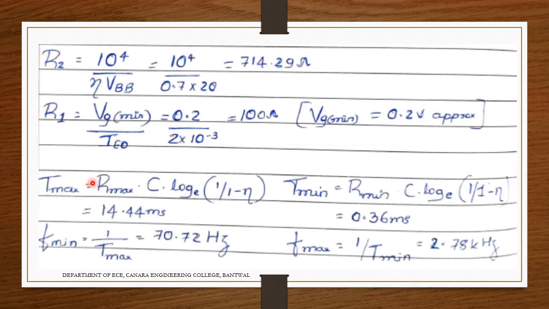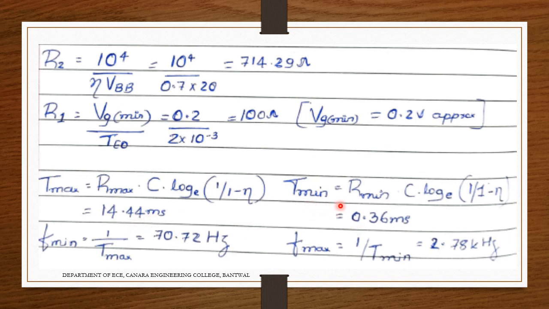Now the last question: define the output frequency of the oscillator, the limits for output frequency, the minimum and the maximum frequency. For that I need to calculate T max and T minimum, because F is equal to 1 by T. T max is equal to R max into C into log e of 1 divided by 1 minus eta. R max we know is 120 kilo, C is 0.1 microfarad, log e of 1 by 1 minus 0.7. When I calculate, I get 14.44 millisecond.